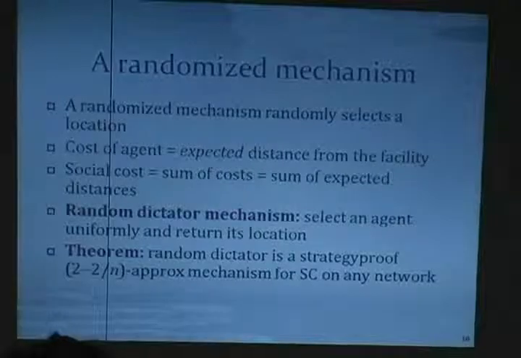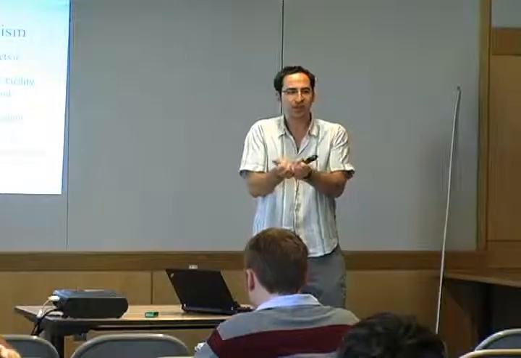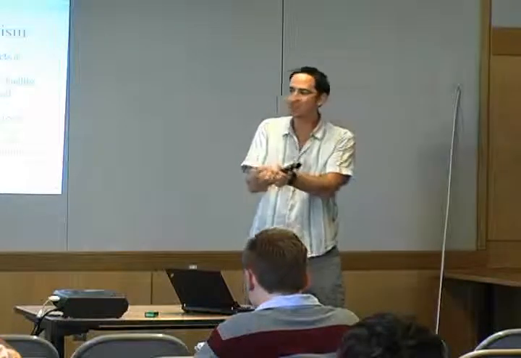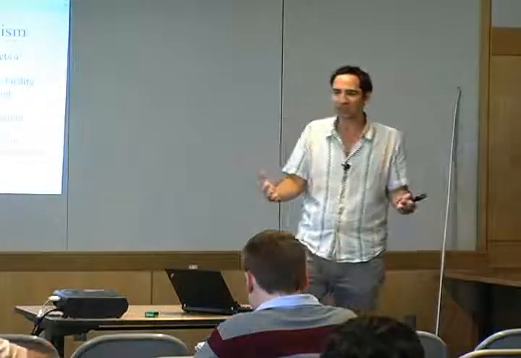Now, the strategy proofness part should be pretty obvious. So let's say I lied about my location. If I was chosen as the dictator, then I obviously lost, because I could have got my ideal location. Instead, I got some misreported location. If I wasn't chosen as the dictator, nobody cares what I said, right? So it doesn't matter what I said. So I can't benefit from lying.